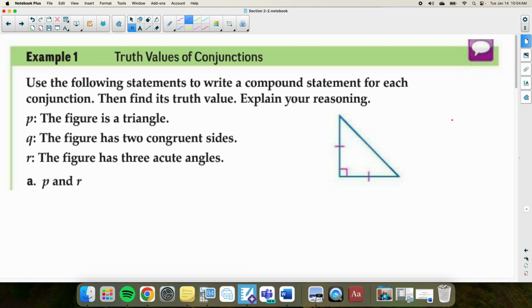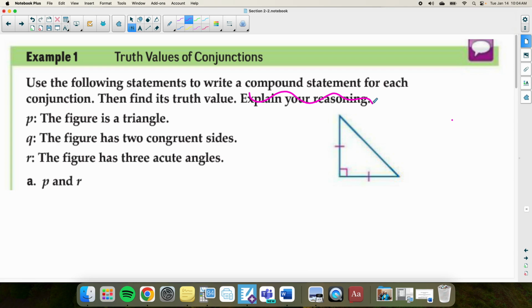So this is what your homework is gonna look like for today. They're gonna give you statements P, Q, and R. The one thing I will say, I don't have you explain your reasoning at all. So what that means is they want you to say if it's true or false and then explain why. I don't make you do that. So here's what they're saying. Write the statement P, put the word and, then write the statement R. So that's what we're gonna do first.